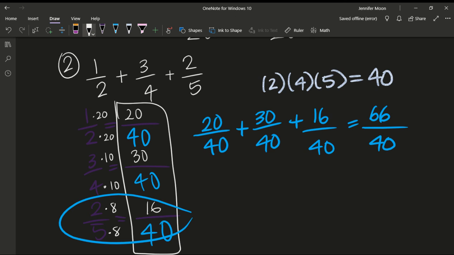That actually can be reduced though, right? Because they both can be divided by 2. And if I do that math, I get 33 over 20. Okay, awesome.